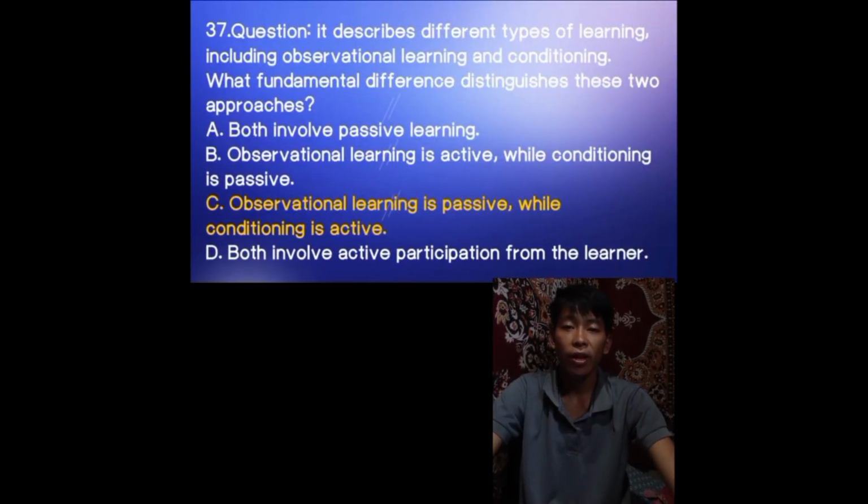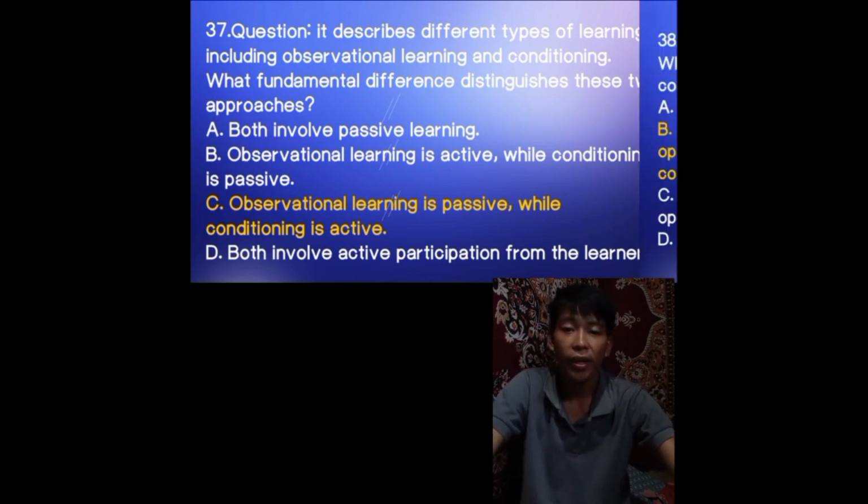For number 37, the correct answer is letter C. Observational learning is passive while conditioning is active. So observational learning involves watching and imitating, while conditioning involves active responses to stimuli and reinforcement.